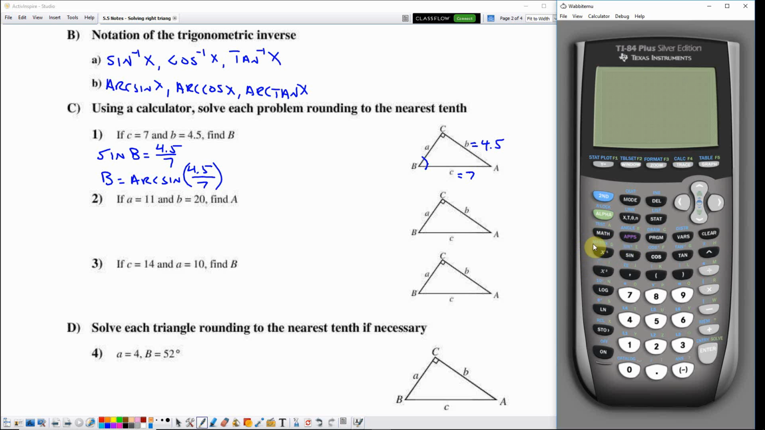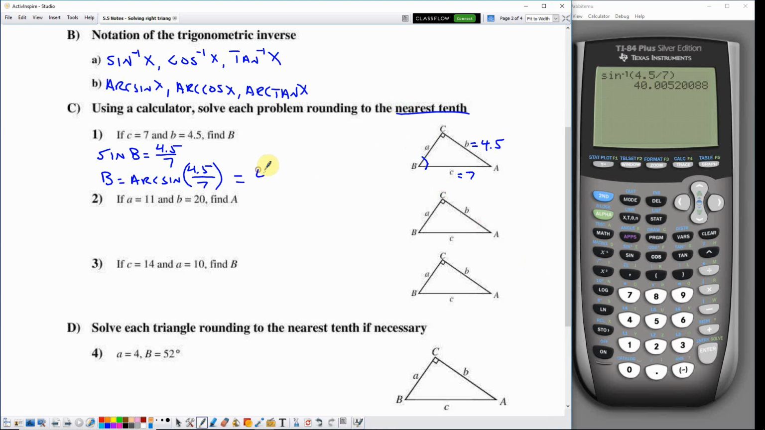So here's how I do arc sine 4.5: second sine, 4.5 divided by 7, enter, and I get 40.005. It does say nearest tenth, so that would be 40.0 degrees. And even though I have 0.0, I do want to actually write that 0.0 to indicate that this is not exactly 40 degrees, but it's rounded to 40 degrees.